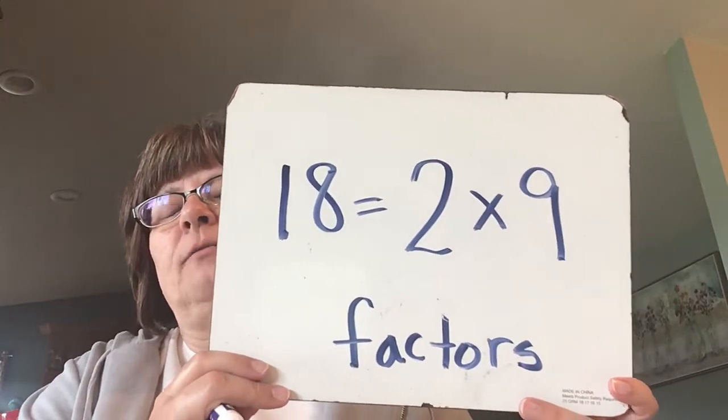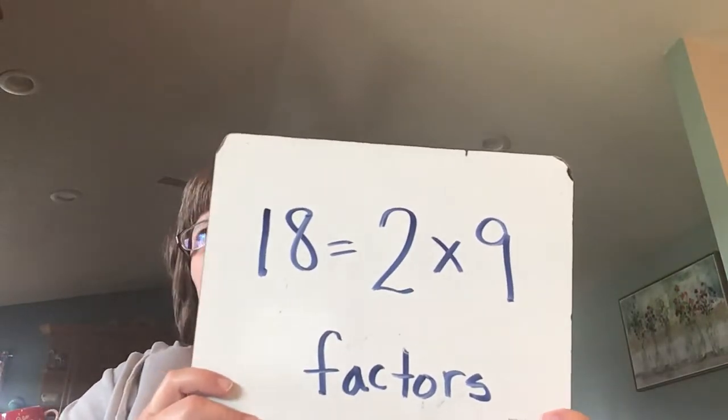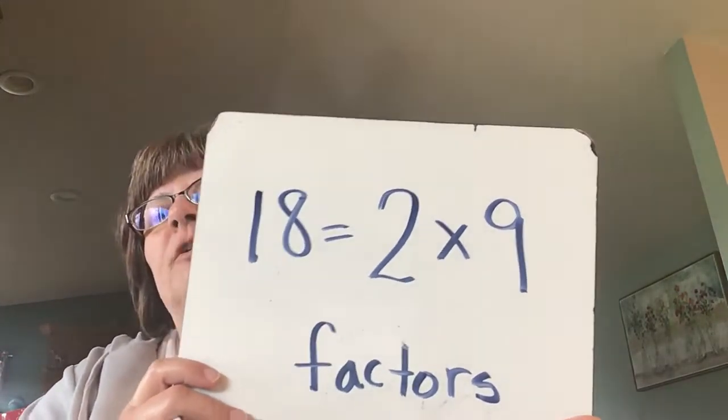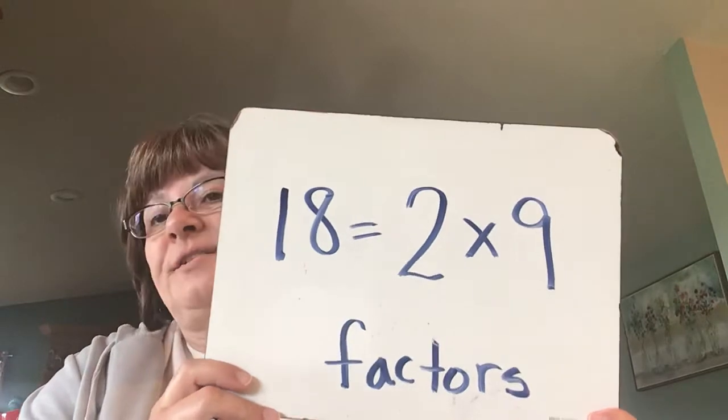So if I were to say to you, tell me 2 factors of 18, you could say 2 and 9. You could also say 1 and 18. Any two numbers that are multiplied by each other to get the product of 18. Another one.